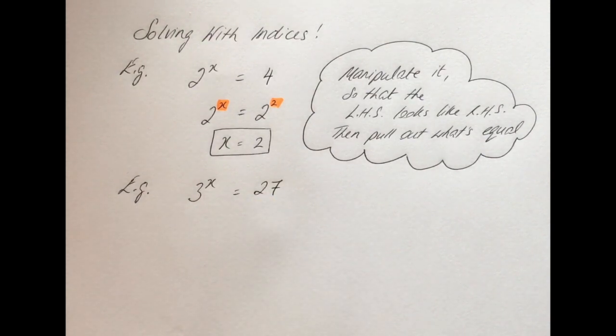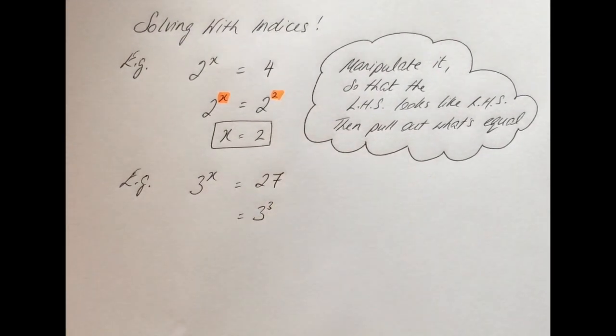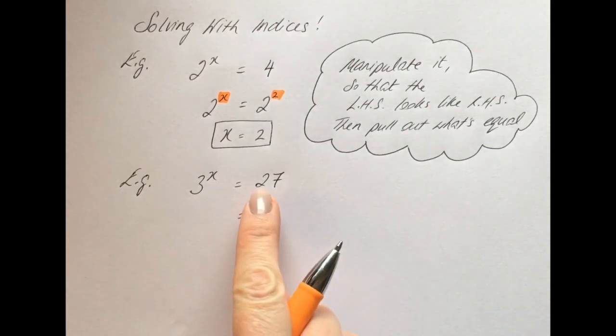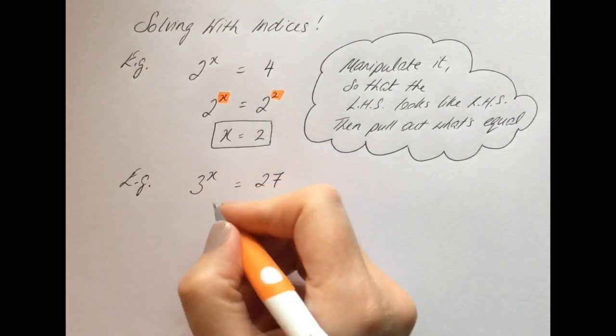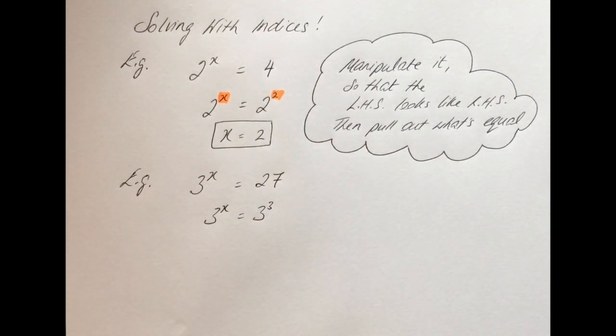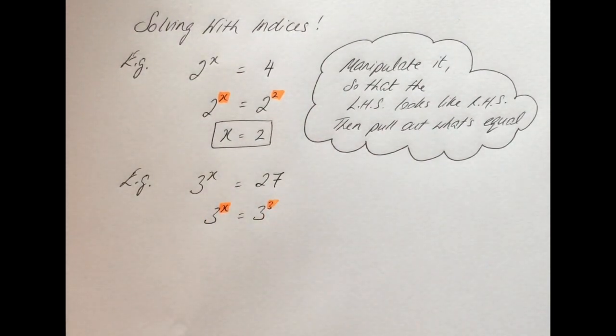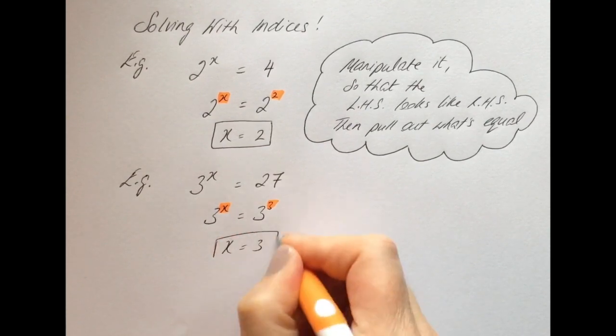So again, if you need to go to the calculator and see, can you work with powers of 3 to get 27? If it doesn't jump out at you straight away by just looking at the number, what the power of 3 might be, then use the calculator. 27 is 3 to the power of 3, because of course 3 times 3 times 3 is equal to 27. So yes, I can write 27 as a power of 3, and now we have the left-hand side as a power of 3 and the right-hand side as a power of 3, and of course the left-hand side now looks like the right-hand side, and we can pull out what's equal. So therefore x is equal to 3.